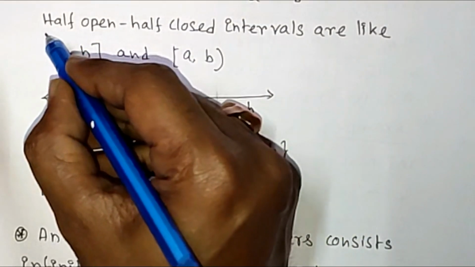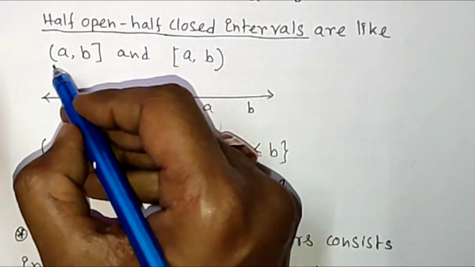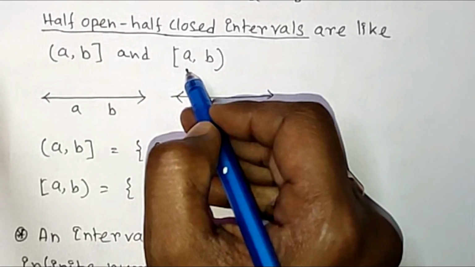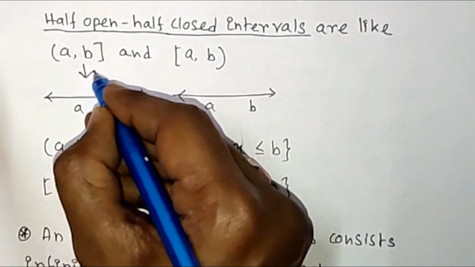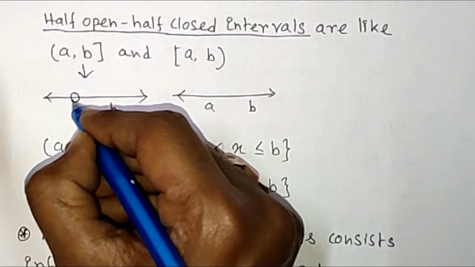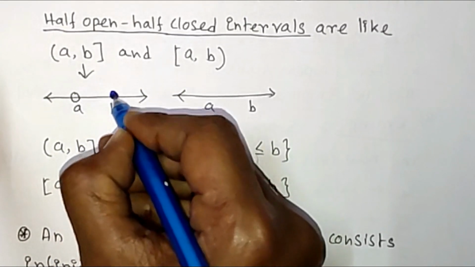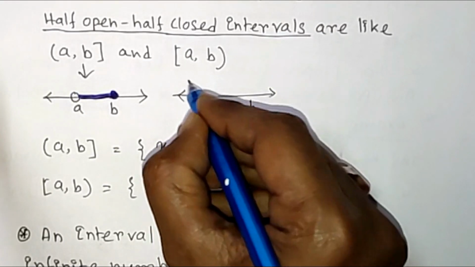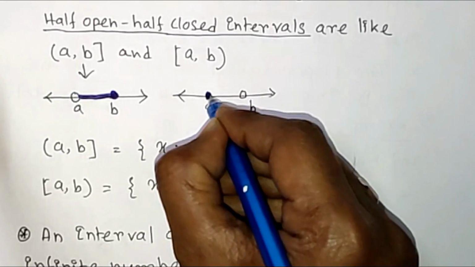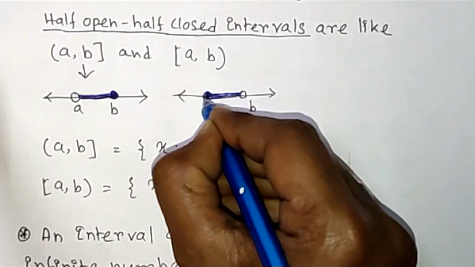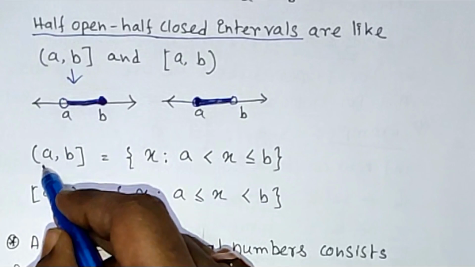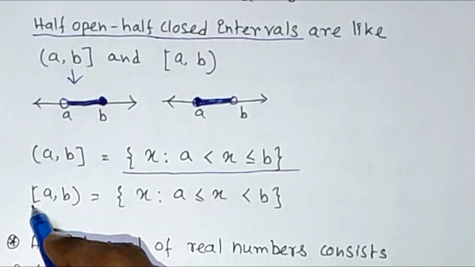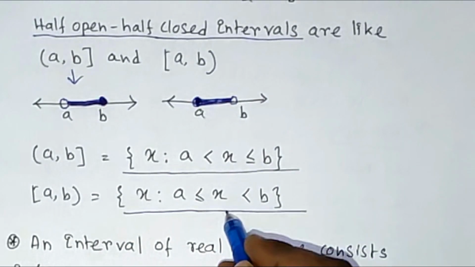Now look, another one, half open half closed intervals. They are like, on the left hand side the interval is open and on the right hand side the interval is closed, or the interval is closed on the left hand side and open on the right hand side. So for this case, we write open at a, that means the point a is excluded, and closed at b, that is the point b is included in that interval, and all the points in between a and b. For this type of interval, closed at a, that means the point a is included and the point b is excluded, and all the real numbers between a and b. So the definition of half open and half closed interval is, for open a closed b, that is x such that a less than x less than or equal to b, and closed a open b means x such that a less than or equal to x less than b.